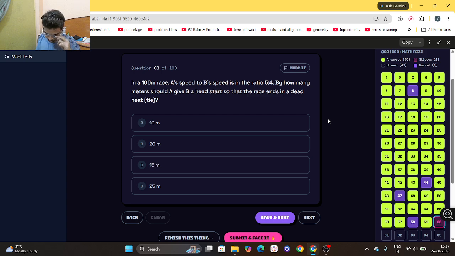A reaches in 20 seconds. B reaches in 25 seconds. B is 5 seconds late. And the distance covered by B in 5 seconds is 20 meters. So if he gets a 20-meter head start, he will reach the finish line in the same time. 20 meters.